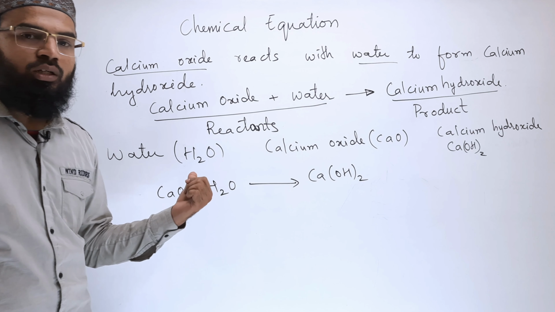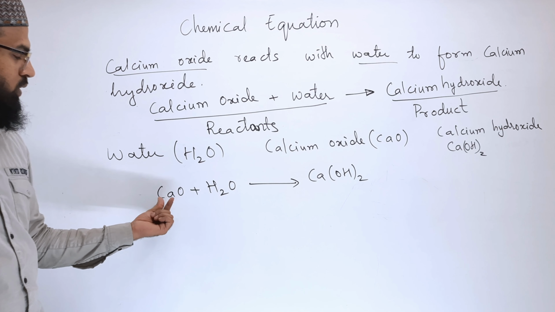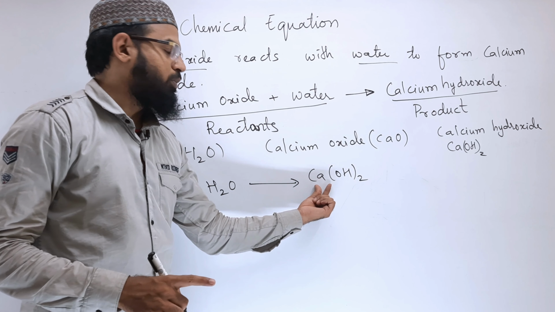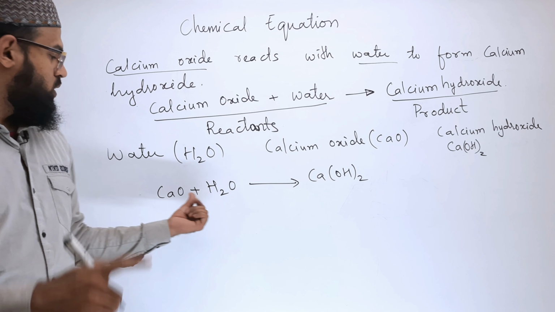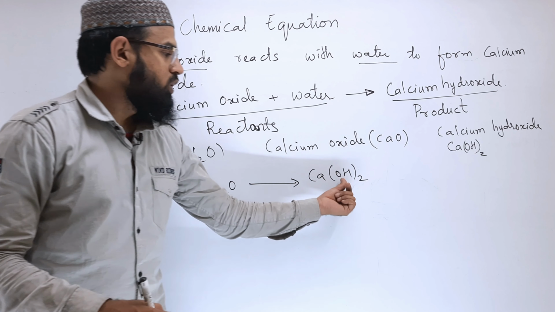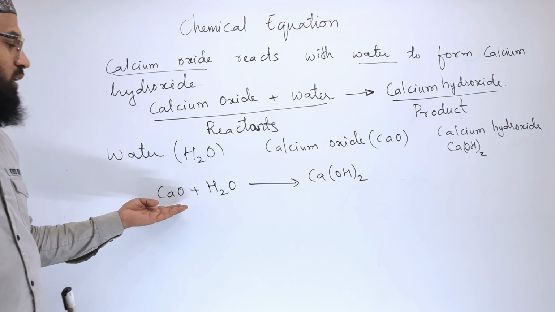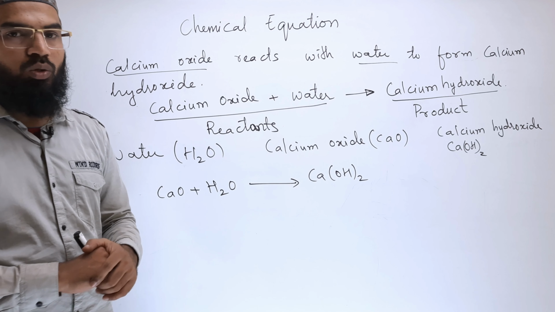If we calculate the number of atoms, there is only one atom of calcium on the reactant side, and on the product side it is also one atom. Hydrogen is 2 and oxygen is 2, here also O and H both are 2. That means the number of atoms on the reactant side and on the product side are equal.